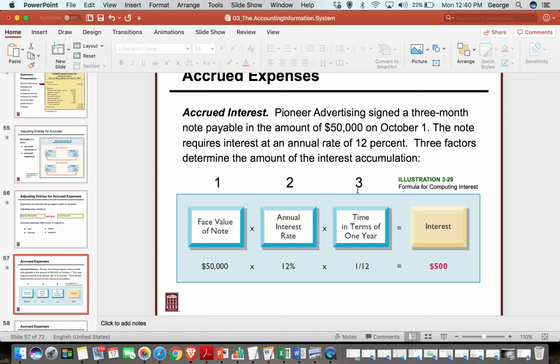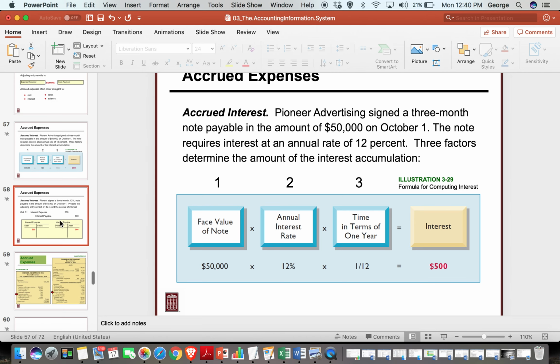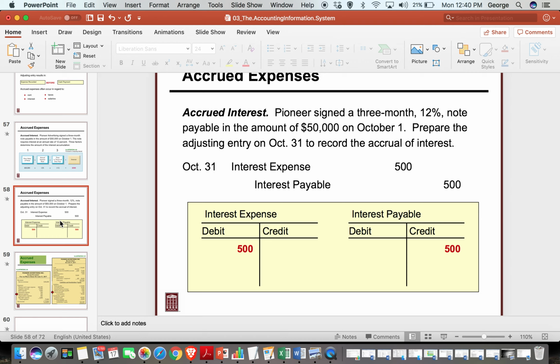So if I'm just looking for 1 month's worth of interest, I'll take 50,000 times 12% times 1/12. 1/12 of a year, $500 would be my interest. All right. So on October 31st, I've got $500 of interest that is accrued. So I'll debit interest expense for $500, and I'll credit interest payable for $500.